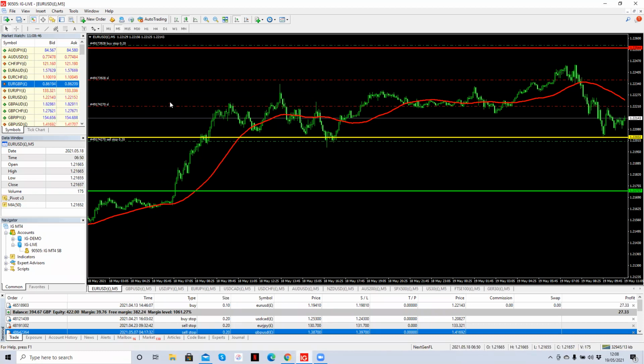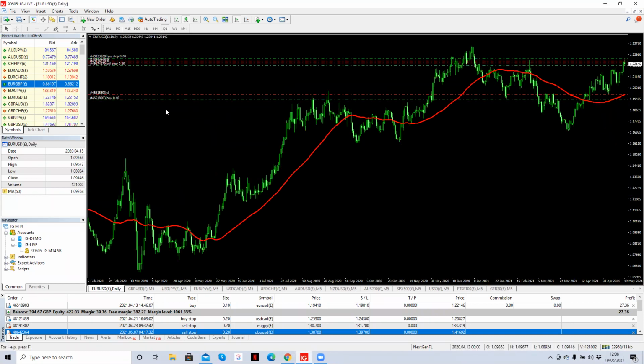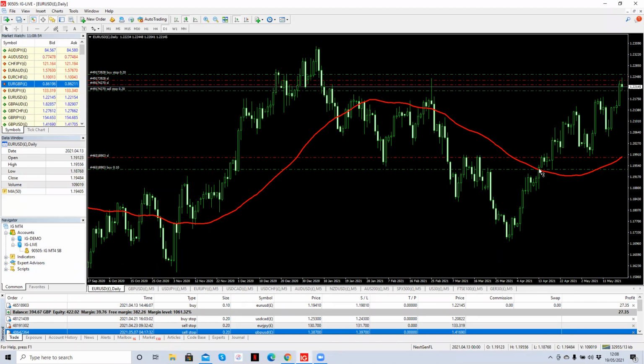Starting with the euro US dollar, we'll start with the daily time frame. Looking at the daily time frame for the swing trading, we can see the market was initially trending down. I was moving my pending order with the moving average, and then on the 13th of April, the market broke the moving average and took my pending buy order with a 100 pips stop loss. Once the market moved 100 pips in my direction, which it did on the 19th of April, I started to move my stop loss with the moving average on a daily basis. So that's what I've just been doing on a daily basis.